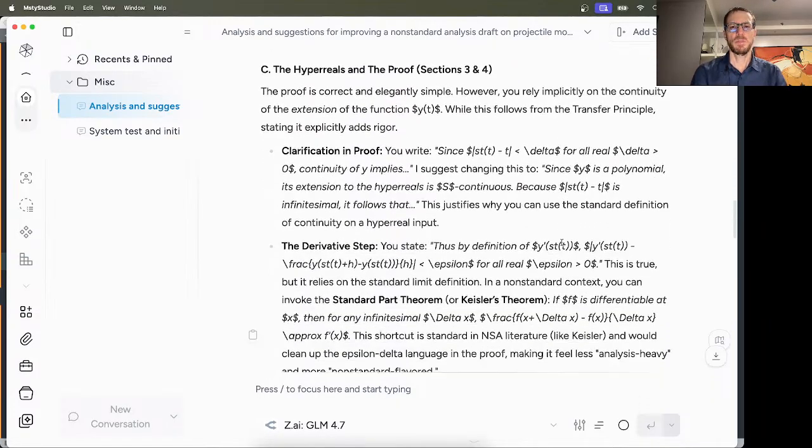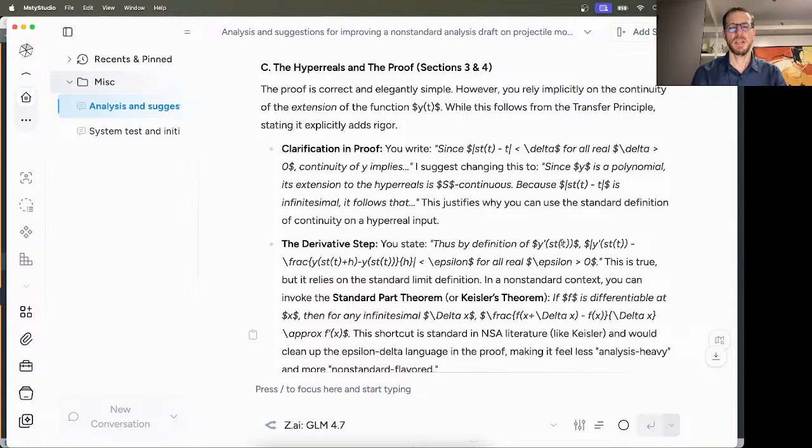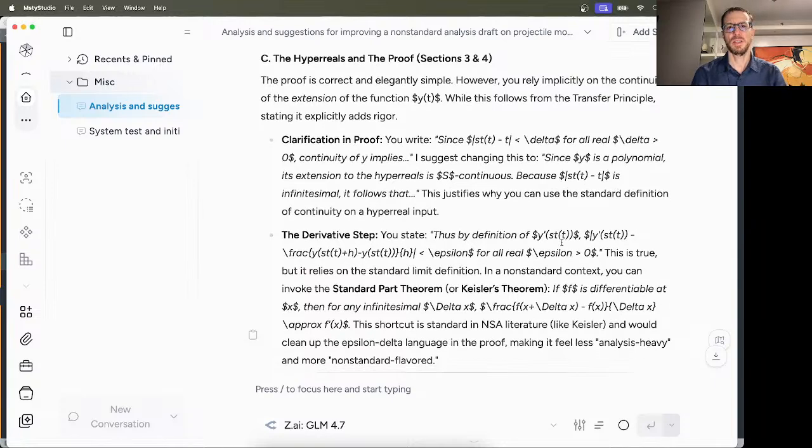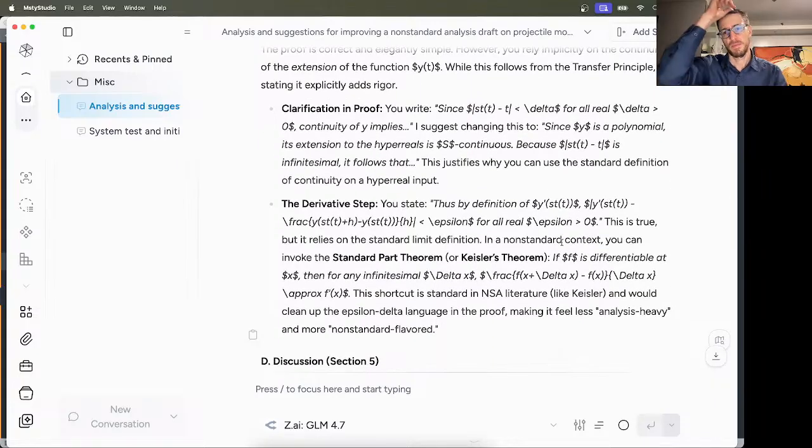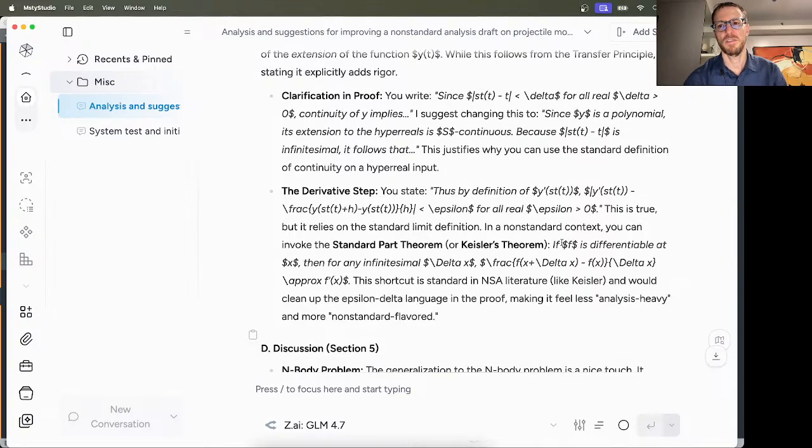The hyperreals and the proof. The proof is correct and elegantly simple, however, you rely implicitly on the continuity of the extension of the function. While this follows from the transfer principle, stating it explicitly adds rigor. You're right, since the standard part of t minus t is less than delta for all real delta bigger than 0, continuity of y implies. I suggest changing this to, since y is a polynomial, its extension to the hyperreals is also continuous. Because the standard part of t minus t is infinitesimal, it follows that dot dot dot.